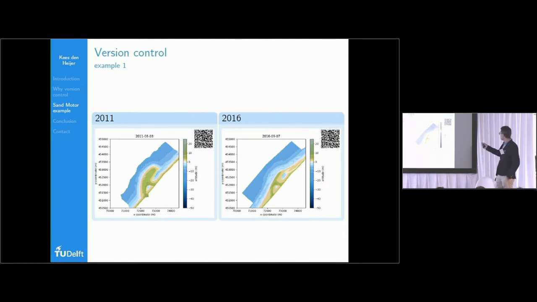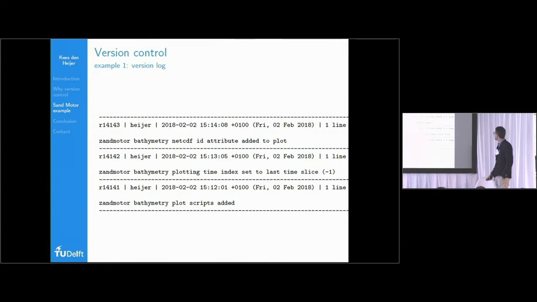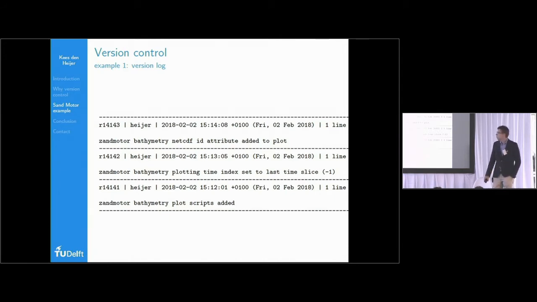So both separate figures have unique QR codes. If you go to these QR codes and visit the URL, with the version control system you can also see the development over time. There were three individual versions listed here.